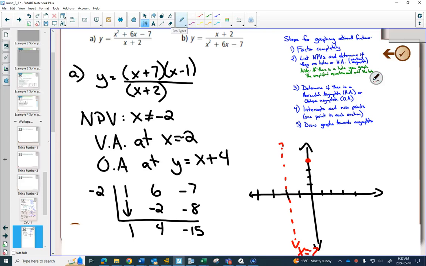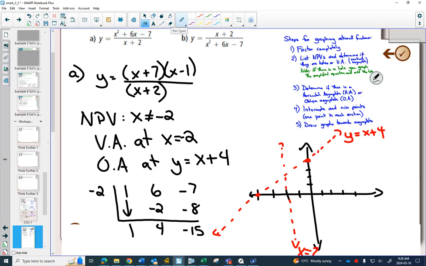is our vertical asymptote. And with x plus 4, that has a slope of 1, which means you can go over 1, up 1, or over 1, down 1, or maybe you find the x-intercept at -4. However you like to draw straight lines, that is your oblique asymptote. So that's step 3. We've drawn our asymptotes.